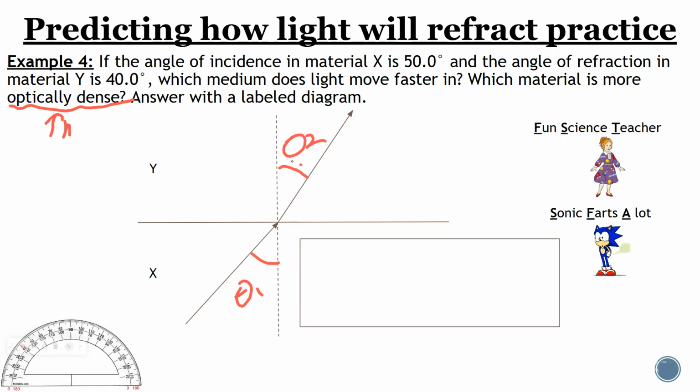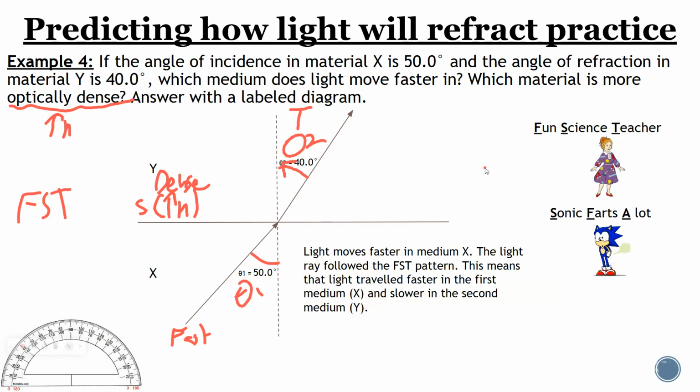And so what we have is a situation where we moved towards the normal. So if we move towards the normal, that's a situation that's fast to slow, FST. So this must have been the fast one, and this must have been the slow one. So that means that this would have been the higher n, and it would have been the more dense one here. And this would be the fast one. So let's see our answer. Light moves faster in medium X.